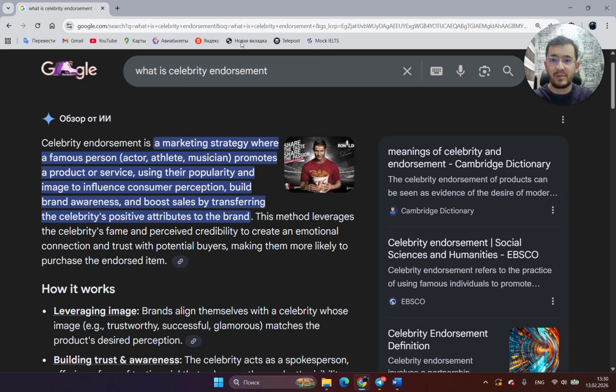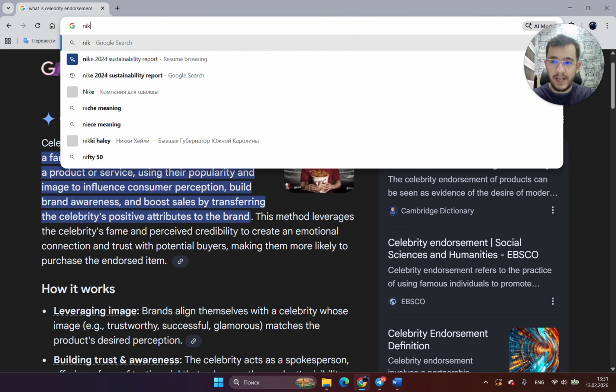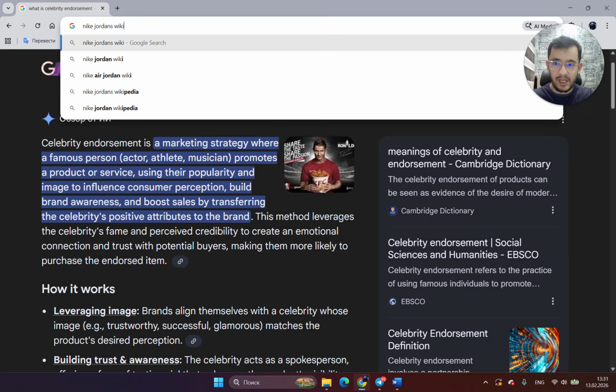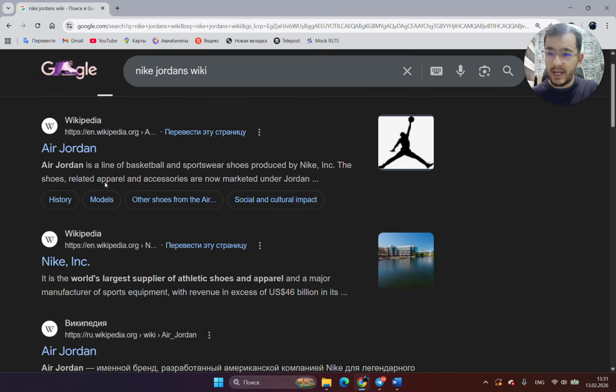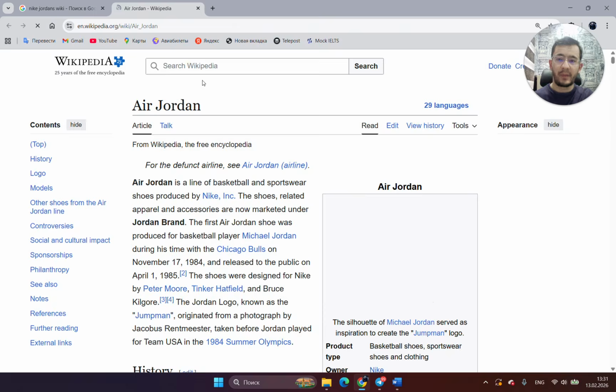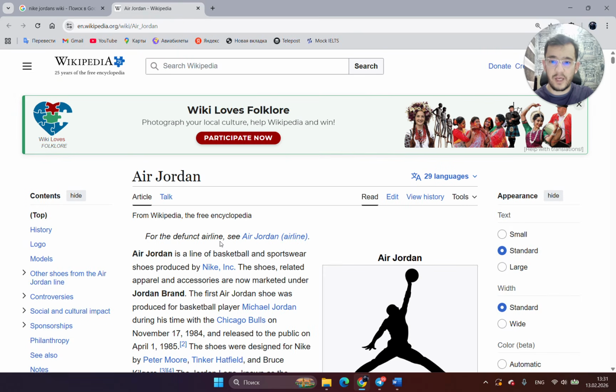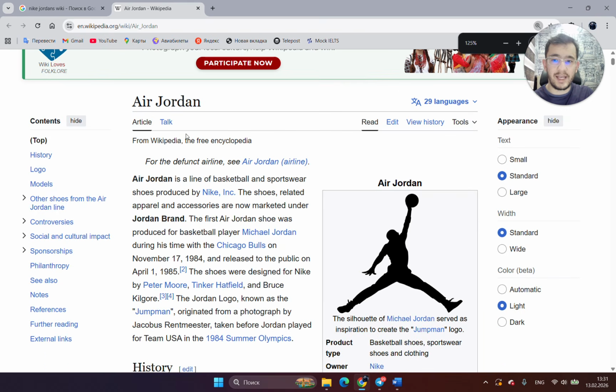I have the best example possible. It is the Nike Jordans, ladies and gentlemen. If you say Wikipedia, you will have Air Jordan. If you go to their page, you have the name Jordan, and you guys know that this is a person. This is Michael Jordan, the greatest basketball player of all time, one of the most famous athletes of all time.